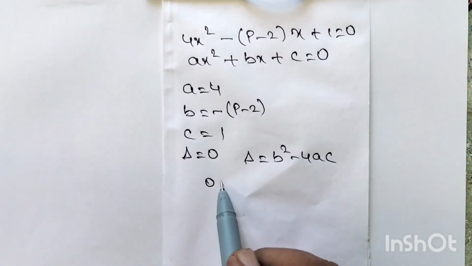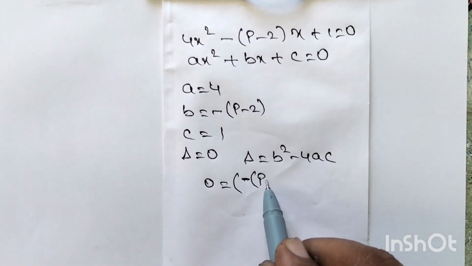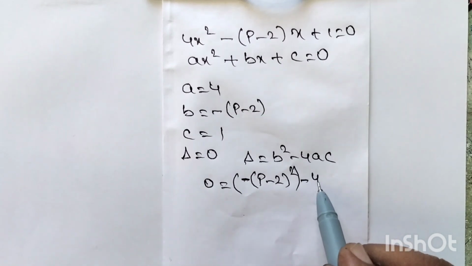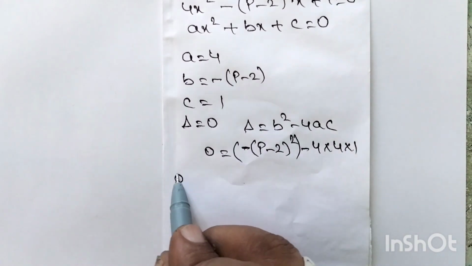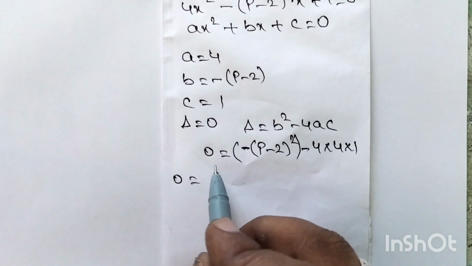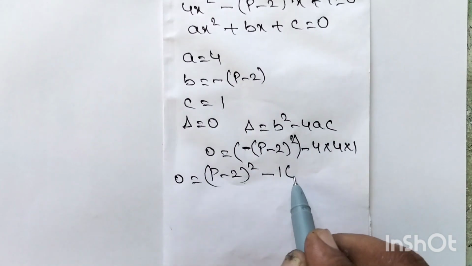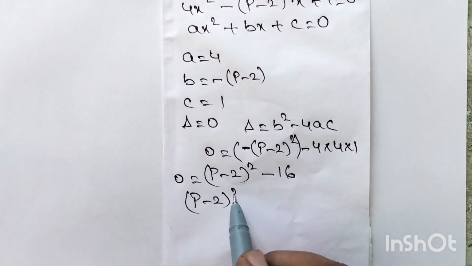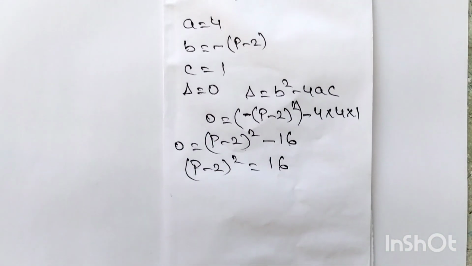So delta andre 0, 0 is equal to b square andre minus of p minus 2 whole square minus 4 into a andre 4, c andre 1. So 0 is equal to minus how many times? 2 times. It will become plus. So minus 2 whole square minus 4 4s are 16. So p minus 2 whole square is equal to minus 16, if you shift this side, it will become plus 16.